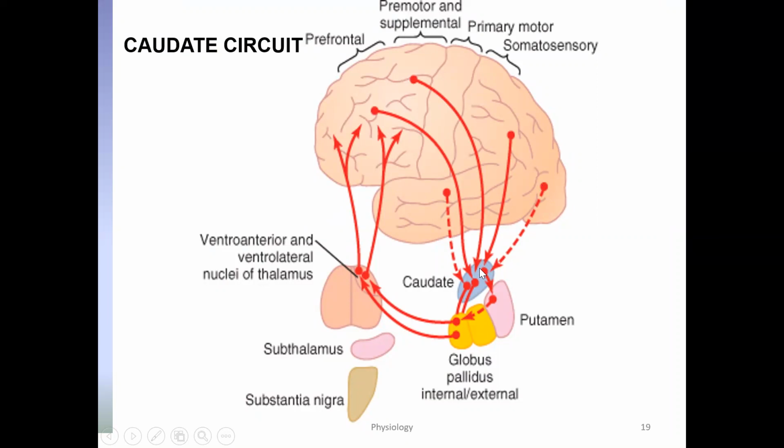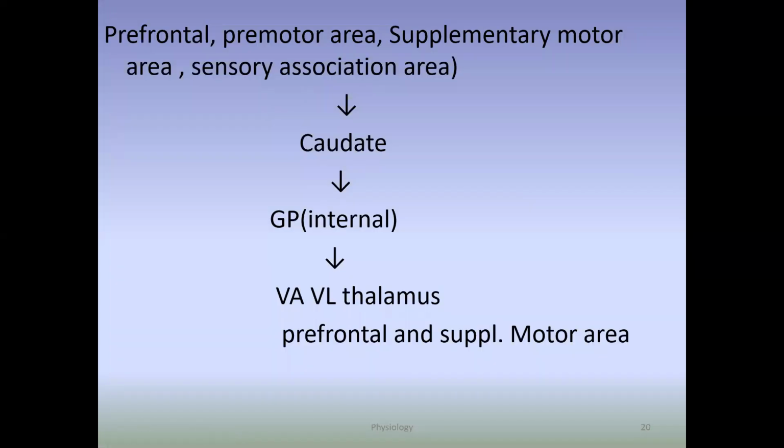Then it enters into the caudate nucleus, and from the caudate nucleus it enters into the globus pallidus internal segment, and from here into the ventroanterior and ventrolateral nucleus of thalamus, and from here into the prefrontal cortex. Okay, so this is the caudate circuit. You can see that the input is from all over the area up to the occipital lobe, then caudate, globus pallidus internal segment, ventroanterior and ventrolateral nucleus of thalamus, and then from here the prefrontal and supplementary motor area. This is about the caudate circuit.